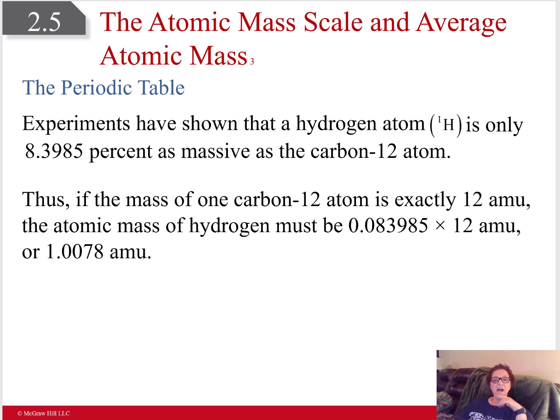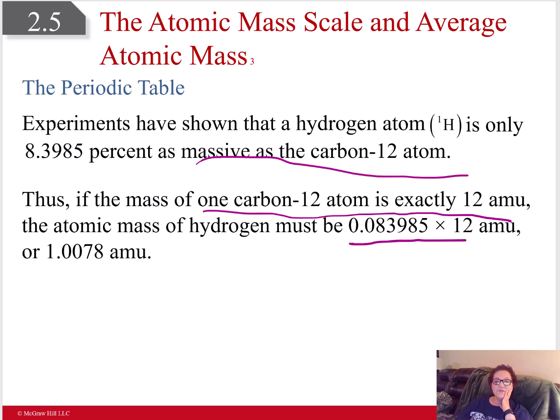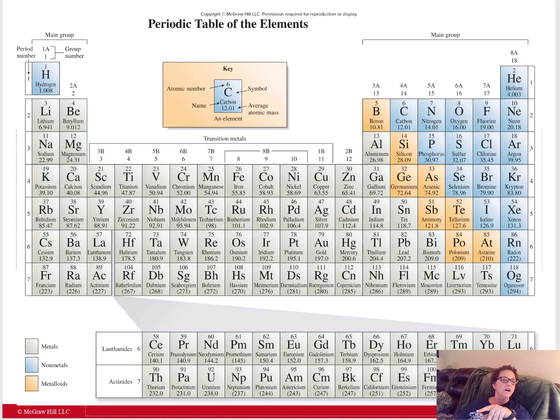So experiments have shown that hydrogen is only 8.3985% as massive as carbon-12. So if the mass of one carbon-12 atom is actually 12 AMU, the atomic mass of hydrogen is 8.3985% of that, or 1.0078 AMU. So everything else is done like that too, so that we have the proportionality of each one. And so again, that's why carbon-12 is basically 12.0, and then everything else is in proportion to carbon-12.